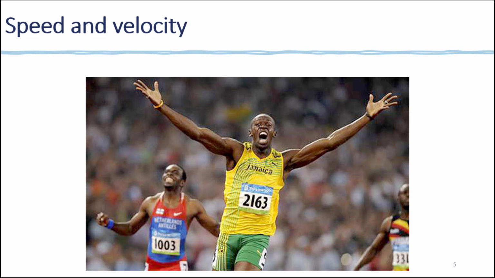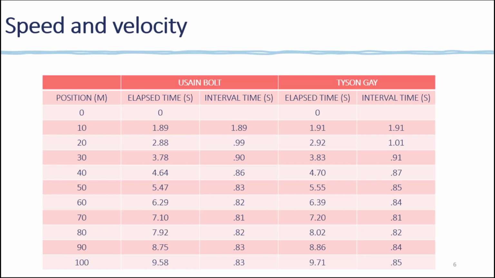So let's look at an example from a 100-meter dash at the World Championships in Athletics in Berlin in 2009, because that's the soonest that I can find all these data for. So in this table, we see the elapsed time and the interval time for each 10-meter interval for Usain Bolt over here and Tyson Gay over here. So each row is a 10-meter interval of distance. And this column here and here would be the elapsed time, and this column here and here is the interval time.